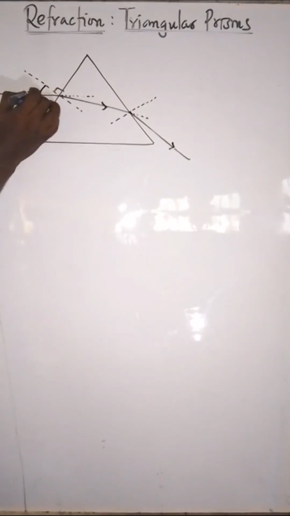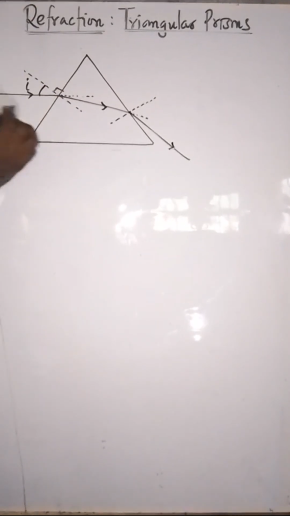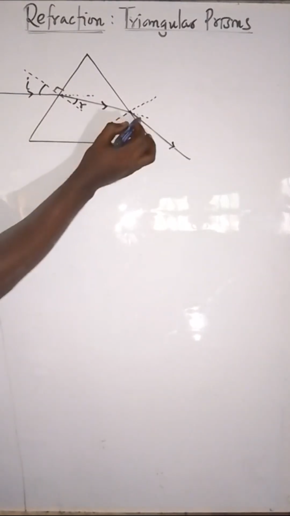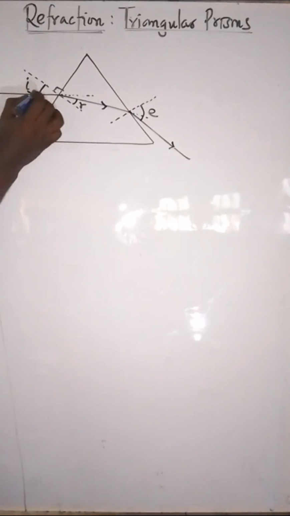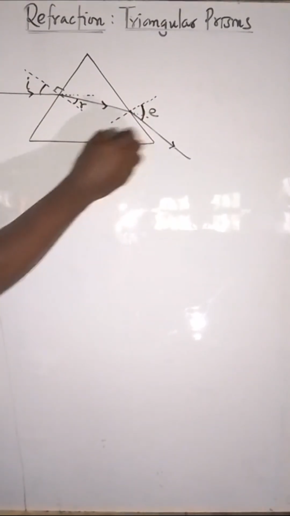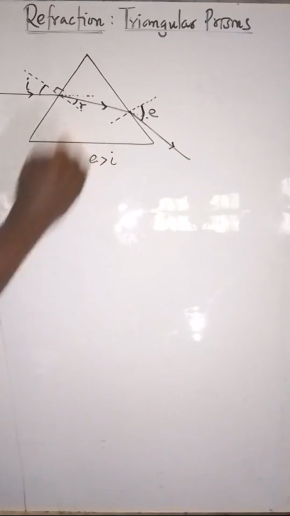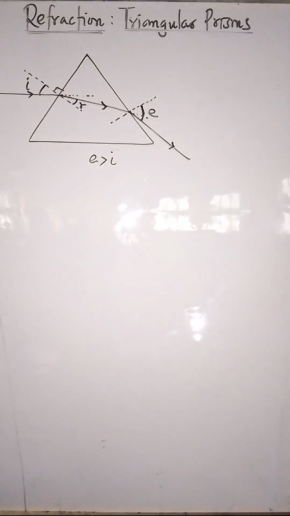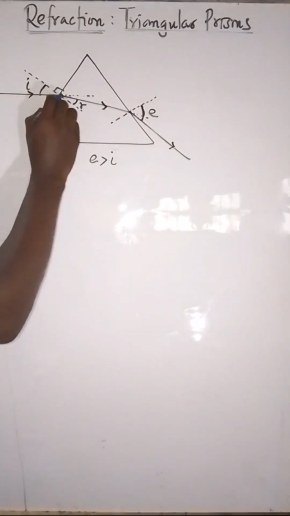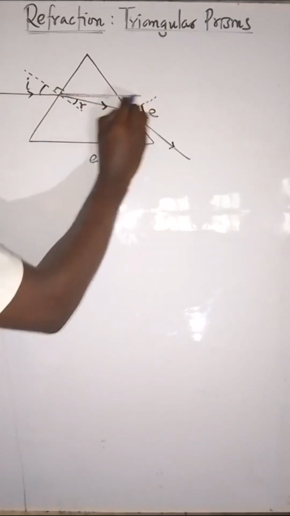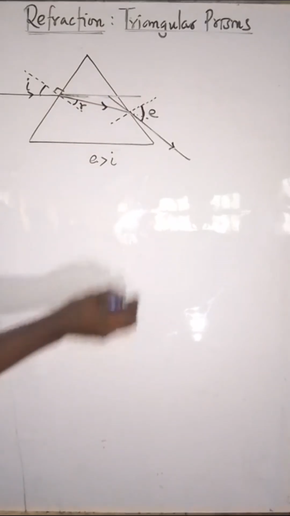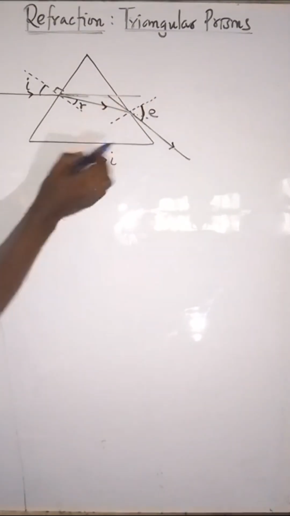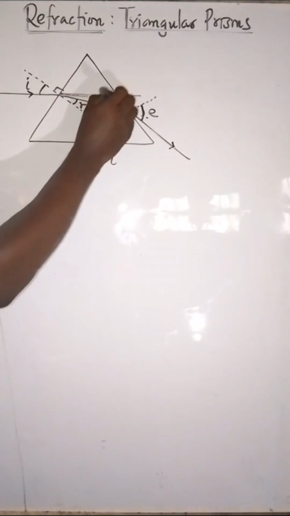So this is what we call the angle of incidence. This is the angle of refraction. And this is the angle of emergence. Notice if you measure this and this, you see that the angle of emergence is far greater than the angle of incidence. For the ray, this is the initial direction, and this is the final direction. So the angle between the initial direction and the final direction is called the angle of deviation.